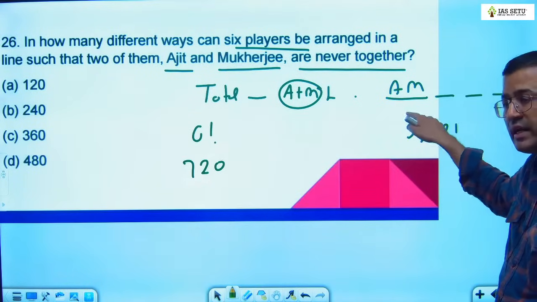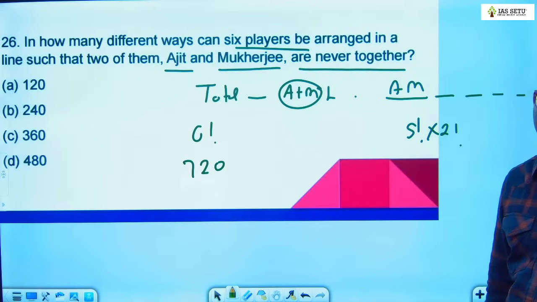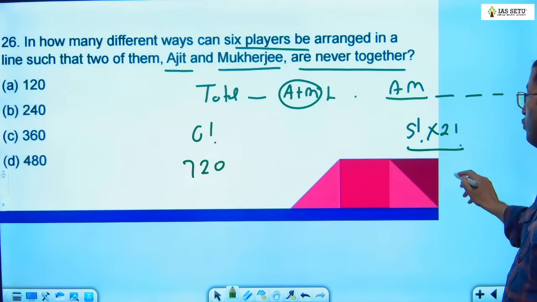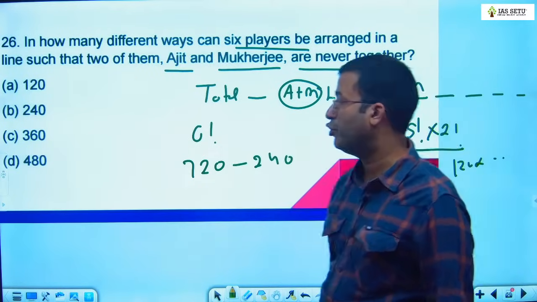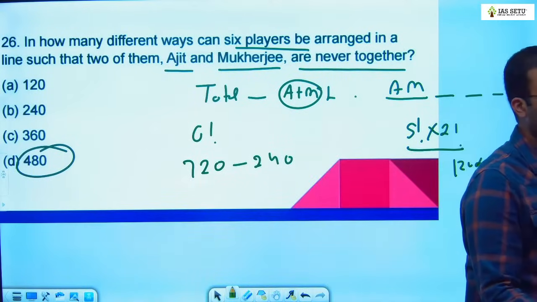Vowels and consonants can be identical, but 2 persons are never identical. If it is boys and girls, still not identical. So there is no scope of a denominator here. So 120 into 2, 240. 720 minus 240. Our correct answer is 480. This is the best way.